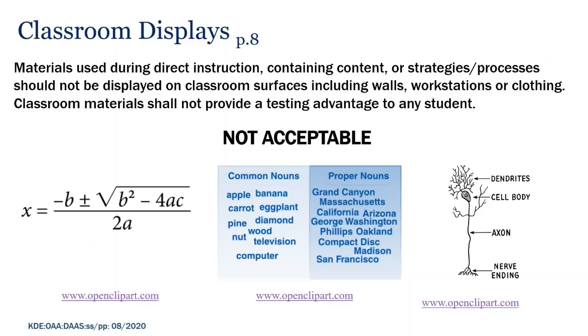Materials that are appropriate for instruction and display may not be appropriate during testing sessions. Materials that contain content, problem-solving strategies, processes, etc. are unacceptable for display or use during testing sessions. Even things painted on the walls, for example, say the first equation that was painted on a classroom wall, or three-dimensional sculptures or paintings used in a lesson, must be covered.